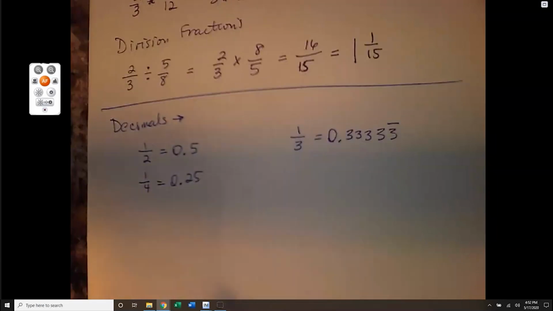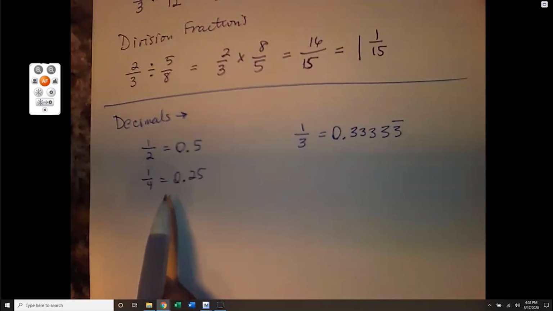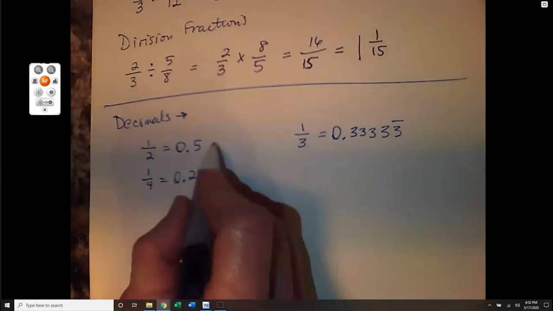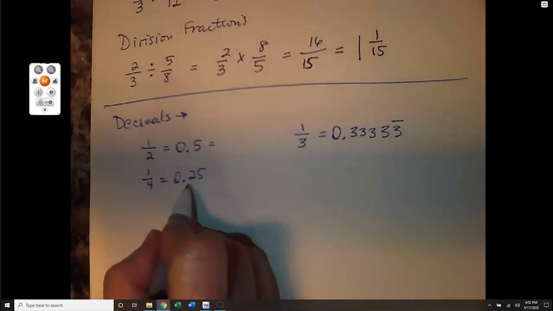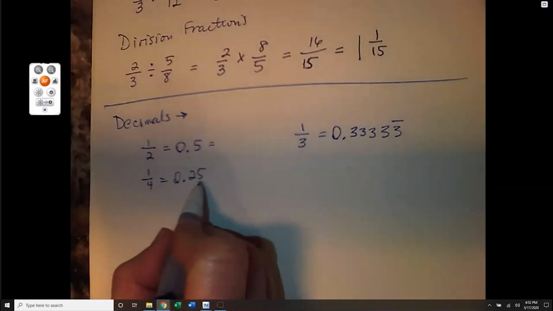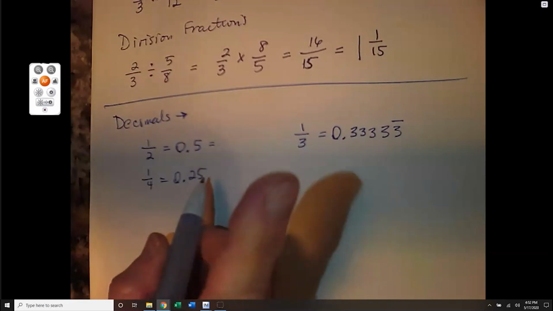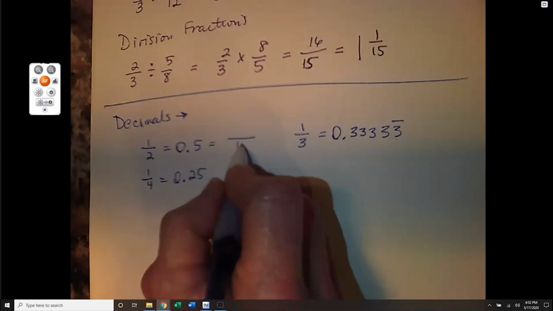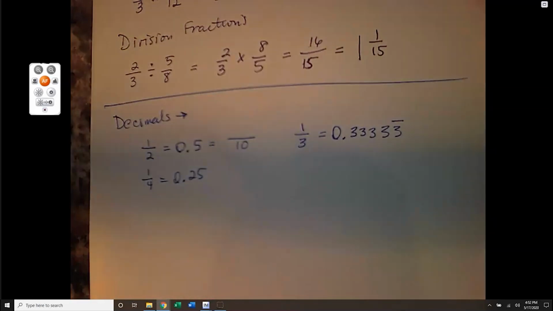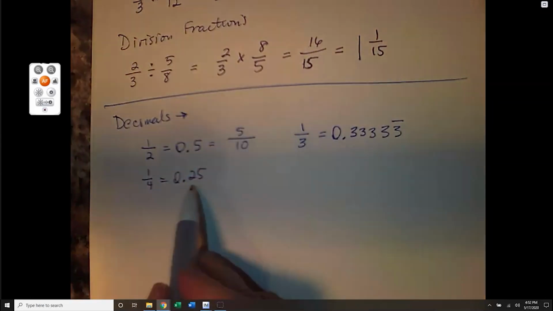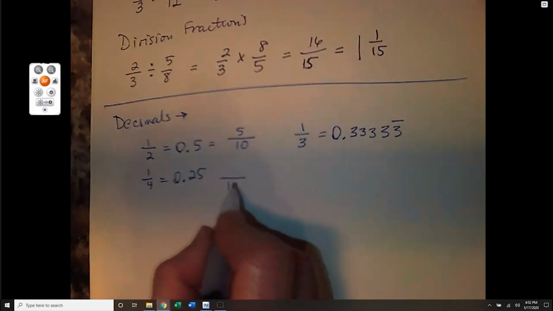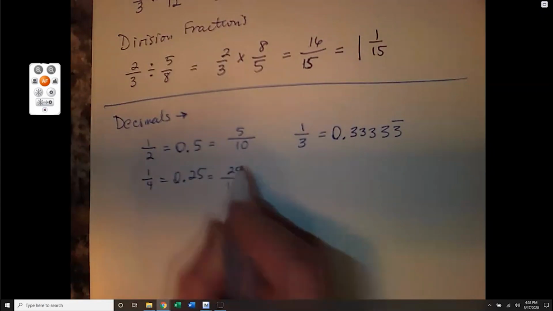So let's just talk for a minute on this side of how we would change these back to a fraction. Well, this one here, 0.5, is in the 10th position. That is a 10th. The 0.25 has a 2 in the 10th position and a 5 in the 100th position. That's important to note because how we change them back to fractions is we put them over the decimal place that they are in. So that is in the tens. So this would be 5 over 10. The 0.25 is in the hundredths. So this one will be 25 over 100.